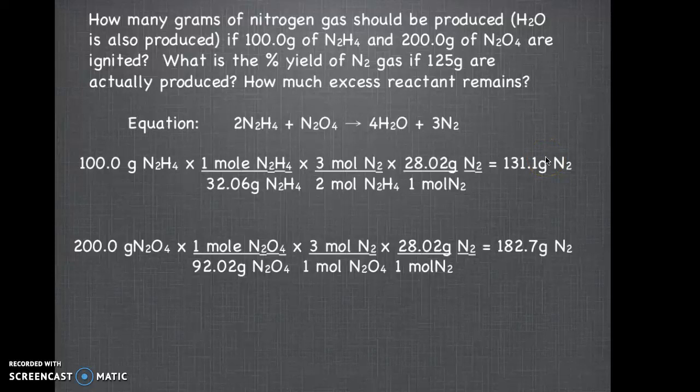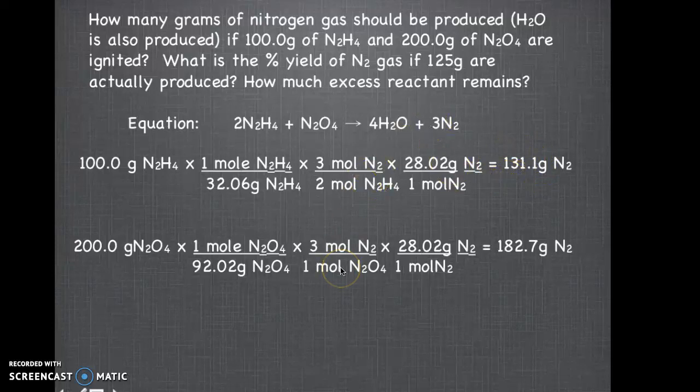So again, if the lab or the experiment were done perfectly in a perfect world with 100 grams of N2H4, we could make 131.1 grams of N2. But if you look at the question, it says, what's the percent yield if 125 grams are actually produced? So this is what you guys would do in a lab. You would go into a lab, and during the lab, you actually do the whole thing. And then at the end of it, if you weighed how much nitrogen gas you actually got, this particular group here got 125 grams. So you really got 125. So this is your actual. You were supposed to get 131.